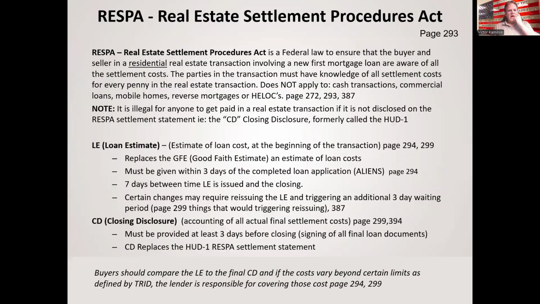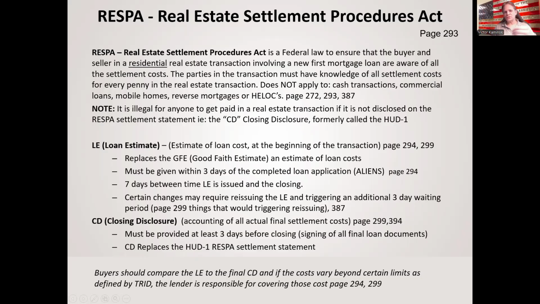Okay. All right. So RESPA, here's another slide I have with everything you need to know, with page number references where you can look it up. RESPA is the Real Estate Settlement Procedures Act. It's a federal law to ensure the buyer and seller in residential real estate transactions involving new first mortgage loans are aware of all the settlement costs. The parties in the transactions must have knowledge of all the settlement costs for every penny in the transaction. It does not apply to cash transactions, commercial loans, mobile homes, reverse mortgages, or home equity lines of credit.